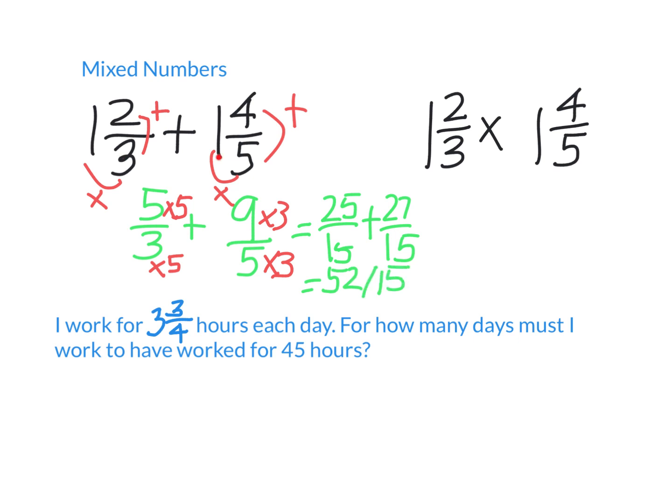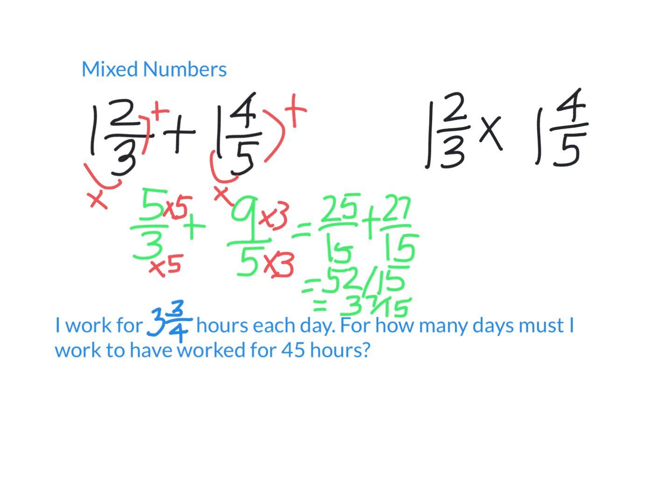Now, if the original numbers were mixed numbers, my answer should be a mixed number. So I'm going to convert this back to a mixed number. Remember, the fraction line means divide. How many times does 15 go into 52? It goes in 3 times. 3 times 15 is 45. There is a 7 remainder that goes on top, and I keep the same denominator. So 1 2/3 plus 1 4/5 is 3 and 7 over 15.